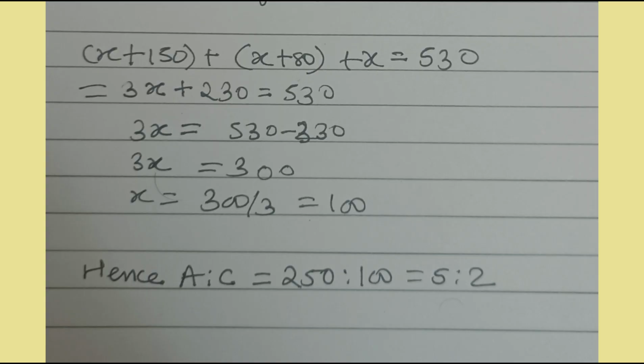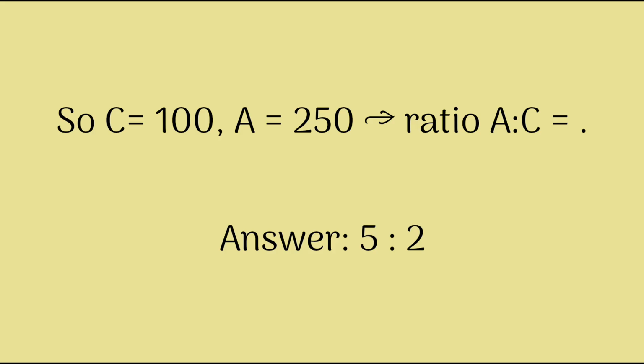Now we have to find the individual amounts. So we get C is equal to 100, B is 150 and A is 250. So the ratio of A and C comes out to be 5:2. So here the correct option is option A.